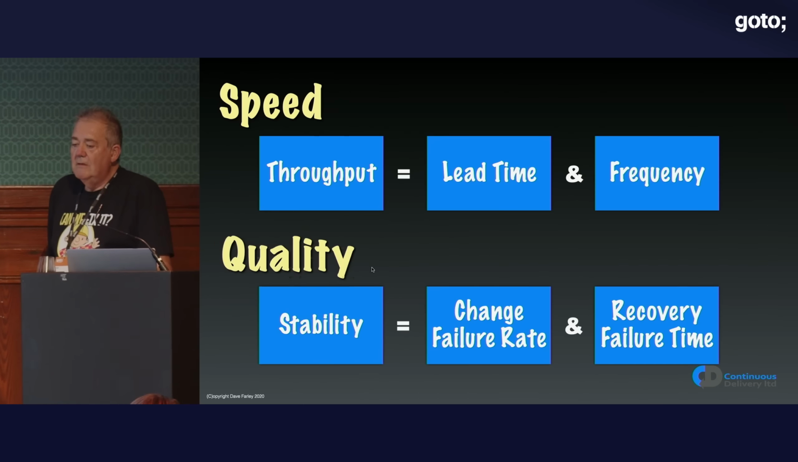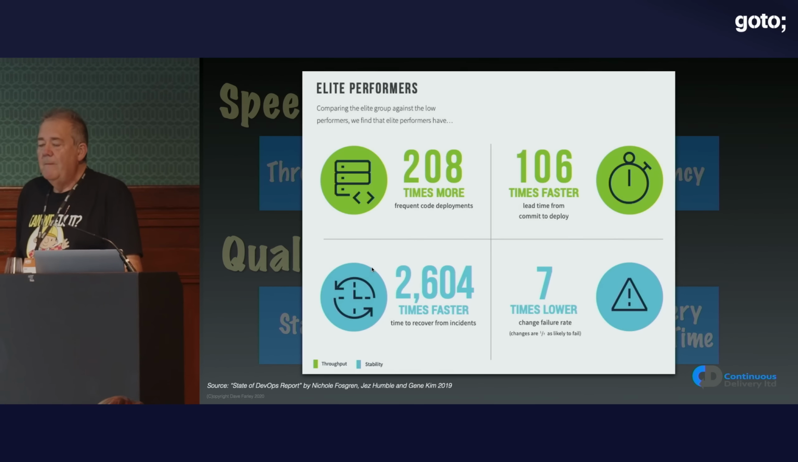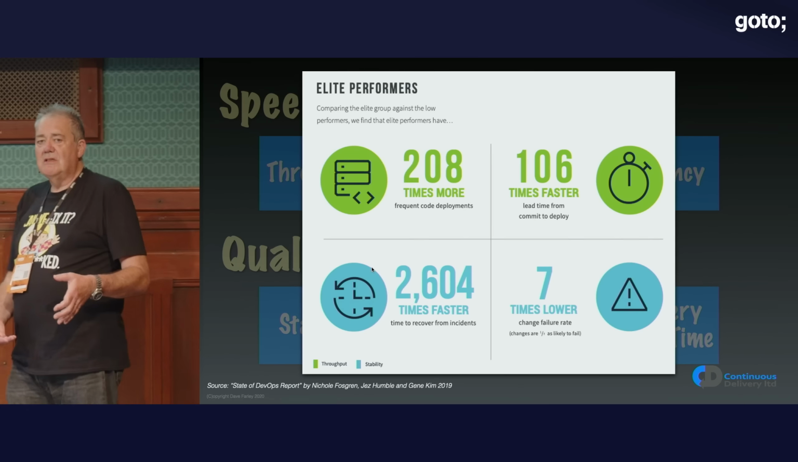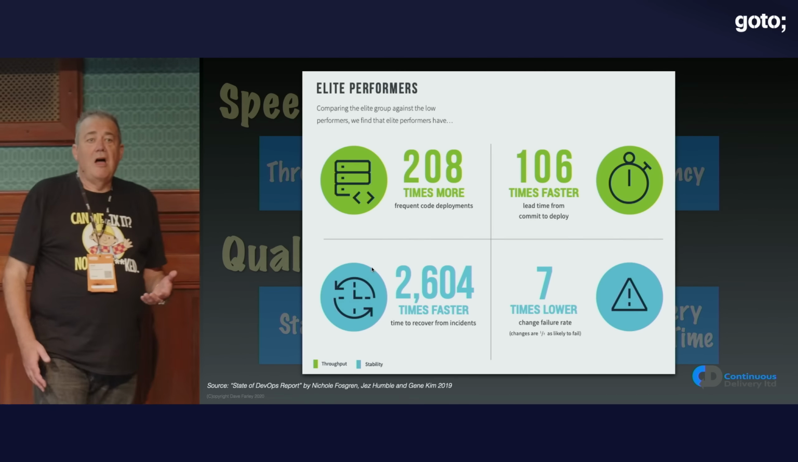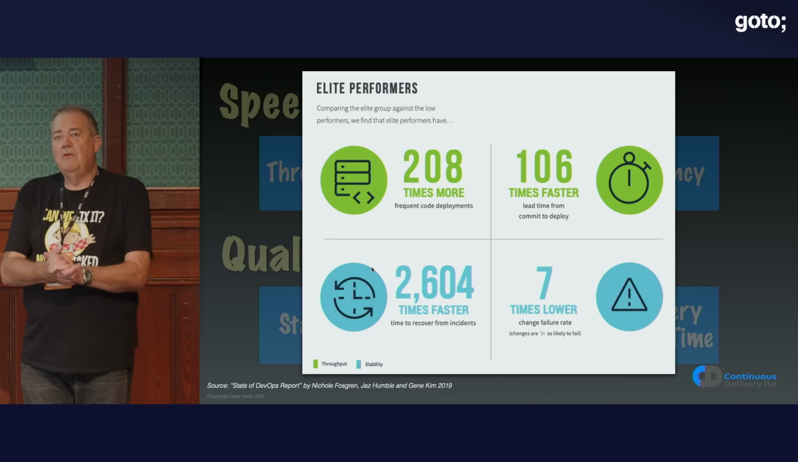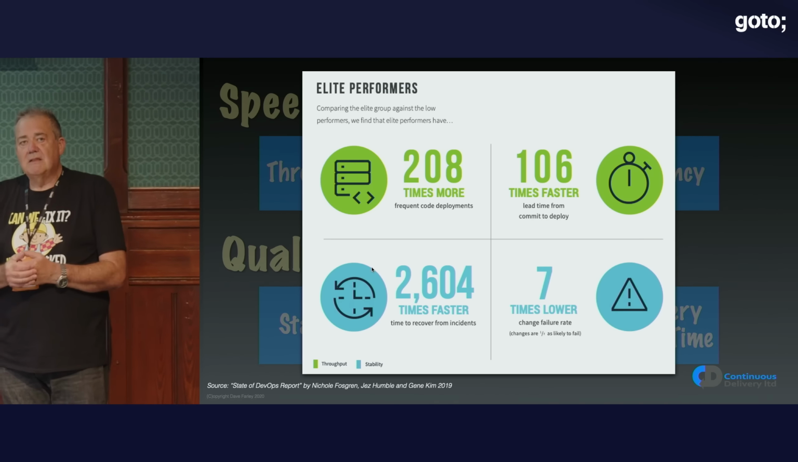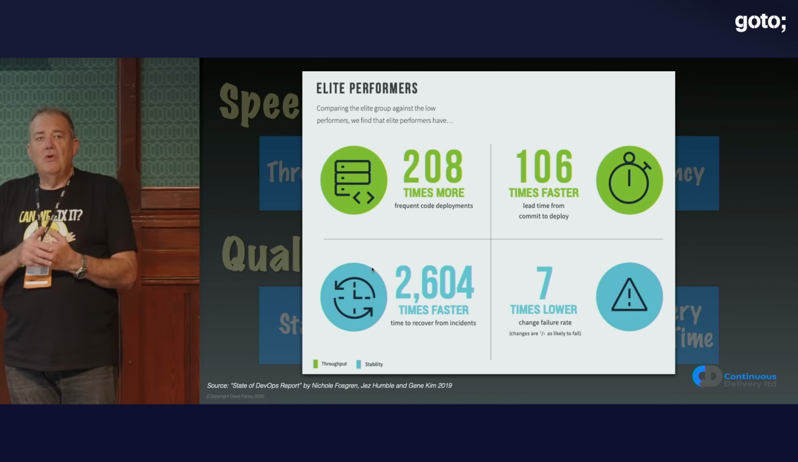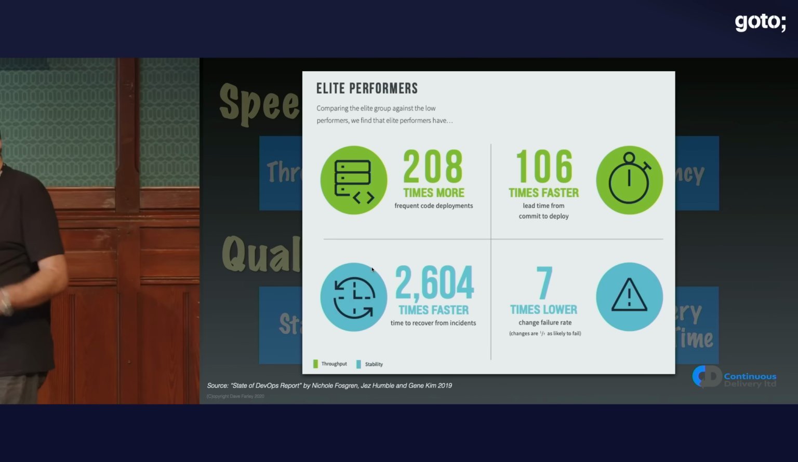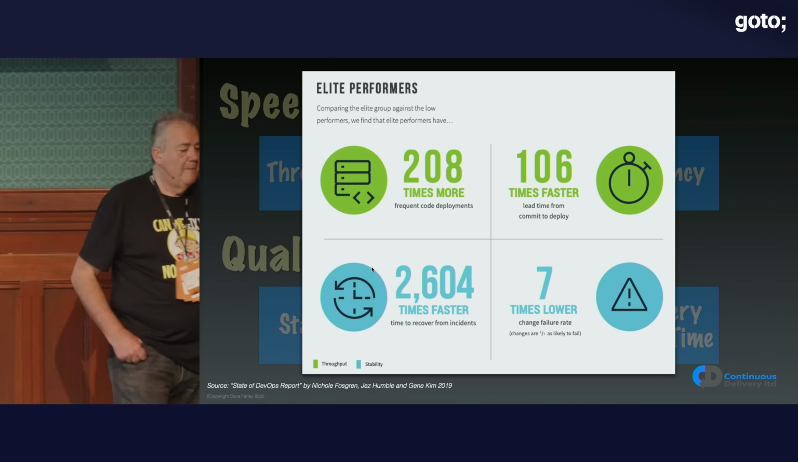And this research found all sorts of really interesting things. There are orders of magnitude difference between high performers on these measures and low performers. High performers release 2,600 times more frequently than low performers. They have fewer defects. They fix them more quickly. All of these things. So they are not just producing software faster, they're producing better software faster.